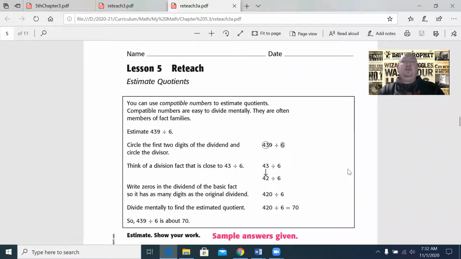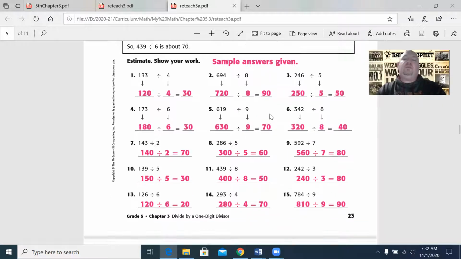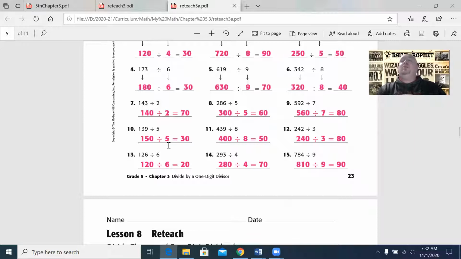Let's begin by looking at what we did in our last session. I have the answer key here, and notice it had sample answers given, because as I recall, we did 700 divided by 10 and got 70. There are going to be differences in your answers, but if you can justify them, then good on you. I asked you to do the bottom 9 problems.